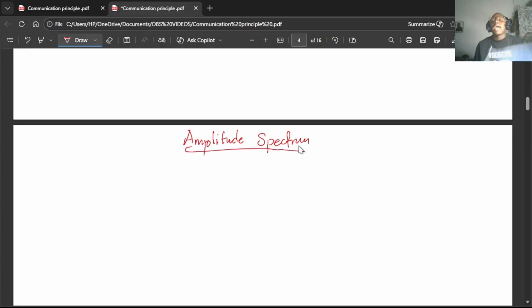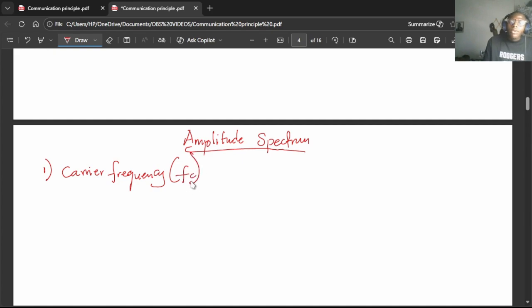Now, when we are considering an amplitude spectrum, there are 3 things we need to note. There are 3 things your amplitude spectrum consists of. The first one is what we call the carrier frequency. You must have a carrier frequency, which is denoted by FC. That's the carrier frequency.